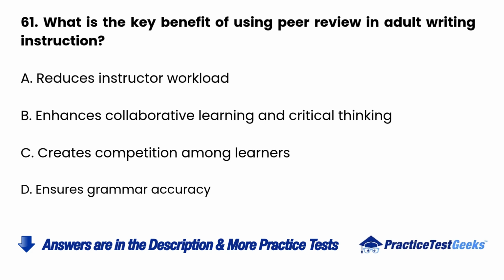61. What is the key benefit of using peer review in adult writing instruction? A. Reduces instructor workload. B. Enhances collaborative learning and critical thinking. C. Creates competition among learners. D. Ensures grammar accuracy.